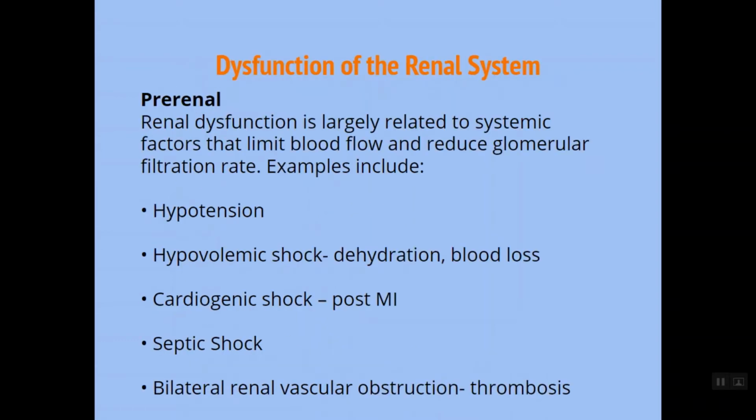So when there is dysfunction in the renal system, it can be either pre-renal, intrarenal, or post-renal. Pre-renal issues are largely related to systemic factors that limit blood flow and reduce the glomerular filtration rate. An example of this is going to be hypotension, hypovolemic shock related to dehydration or blood loss, as well as cardiogenic shock, septic shock, or bilateral renal vascular obstruction.